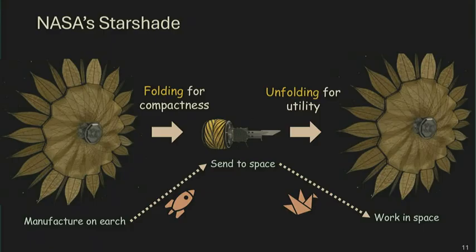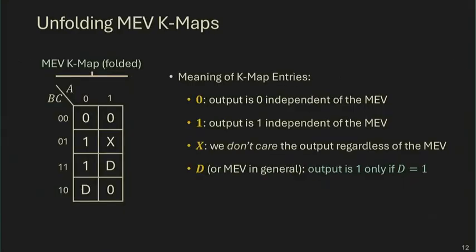But at some point, we also have to unfold it to get the utility out of it, to find the minimal expression of a function. So that's the second part of the question we need to address: how to unfold this MEV K-map to find the minimal expression. To do unfolding, let me spend 1 minute explaining the different variables in this K-map again.